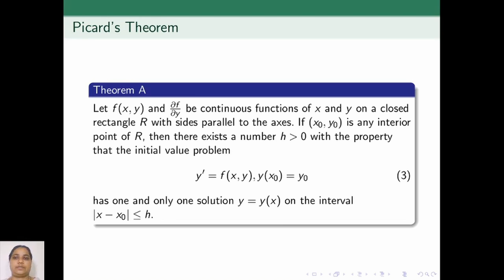Picard's theorem. The statement is: let f(x,y) and ∂f/∂y be continuous functions of x and y on a closed rectangle R with sides parallel to the axis. If (x0, y0) is any interior point of R, then there exists a number h greater than 0 with the property that the initial value problem y' = f(x,y), y(x0) = y0 has one and only one solution y = y(x) on the interval |x - x0| ≤ h. Here we mark the differential equation y' = f(x,y) together with the initial condition as equation 3.